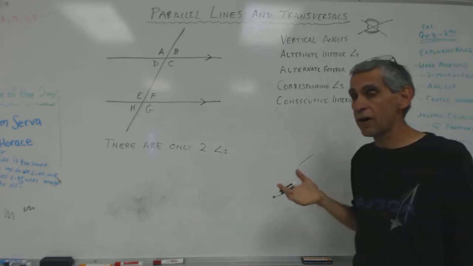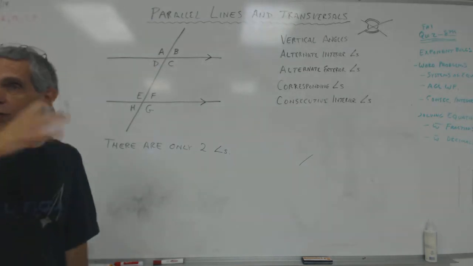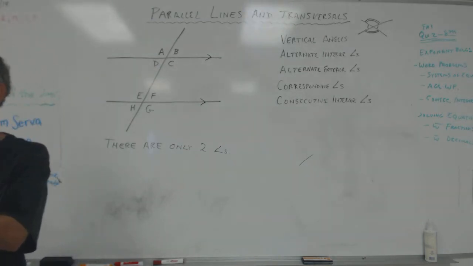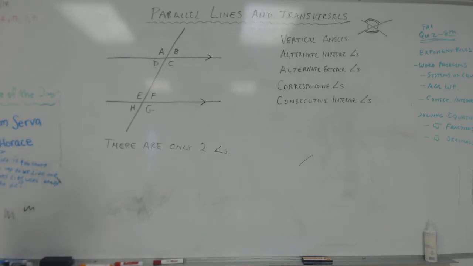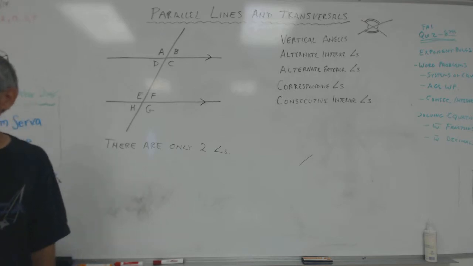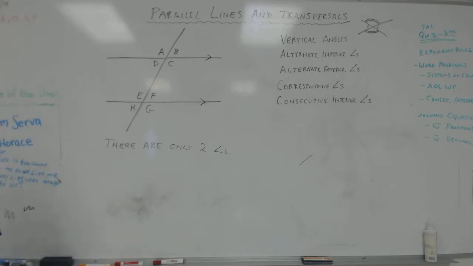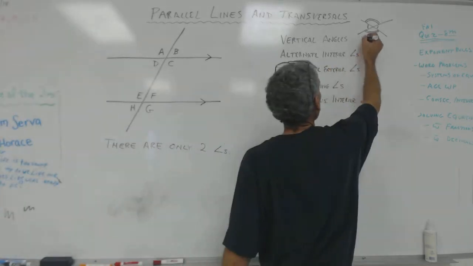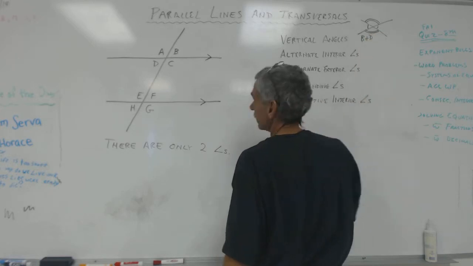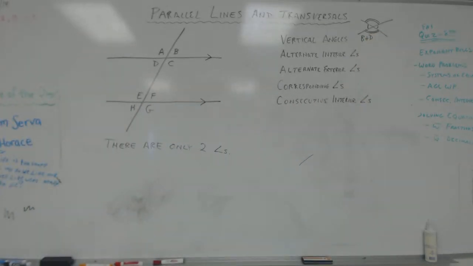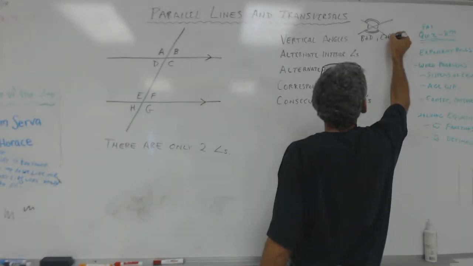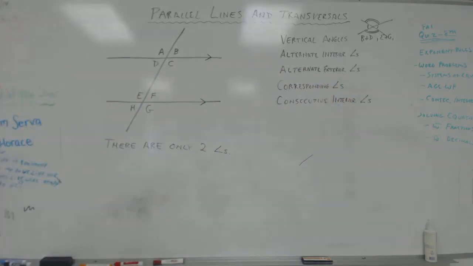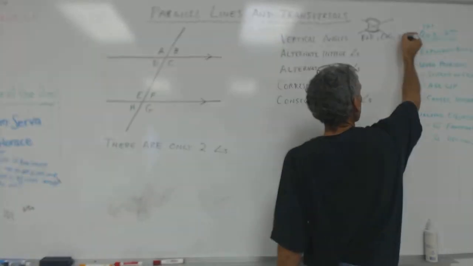So vertical angles are awesome because they're easy. Whenever you see two lines, the angles opposite each other are always equal. So give me an example of two vertical angles. Okay, Michael. B and D. So we could say B and D. Anybody else? Okay, Anna. E and G. E and G, correct. Or Mira, another one? A and C. A and C, right. So those are really easy.